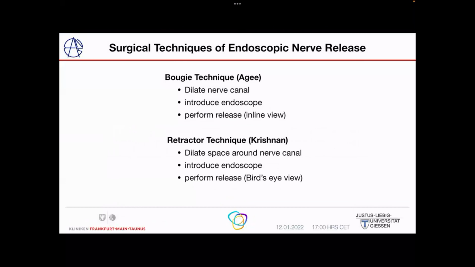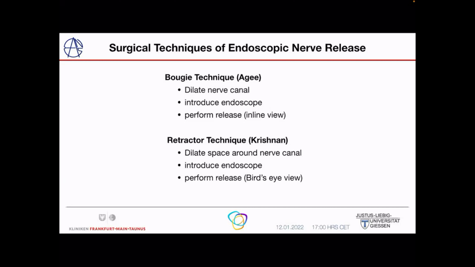When it comes to endoscopy, there are two techniques that are used for nerves. The first technique is the so-called bougie technique. Bougie means to dilate. You use a bougie to dilate a space, introduce the endoscope into the space which you have dilated, and perform a release. The salient features of the bougie technique are: dilate the nerve canal, introduce the endoscope into the canal, and perform a release with an inline view. That means you don't view the nerve itself, but the structures which you're going to be decompressing.